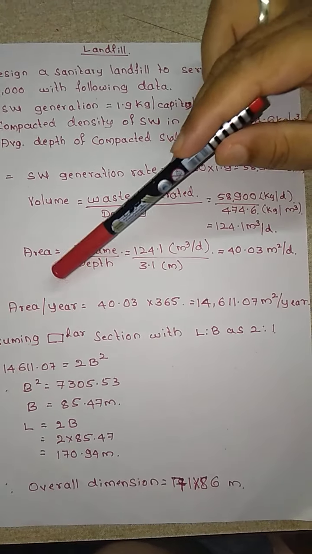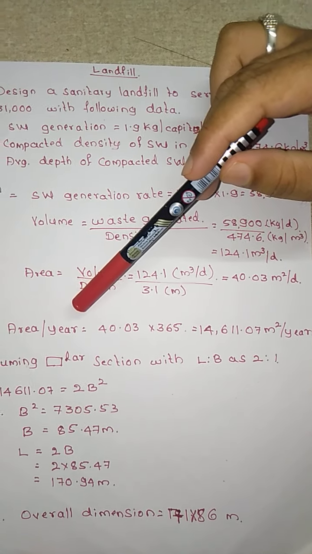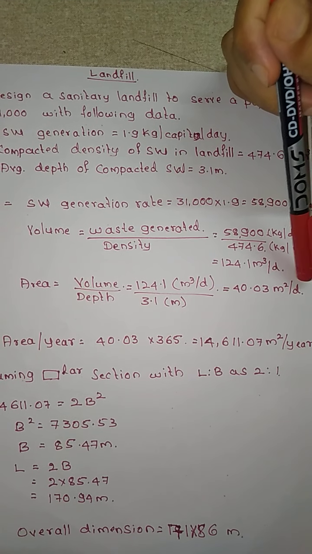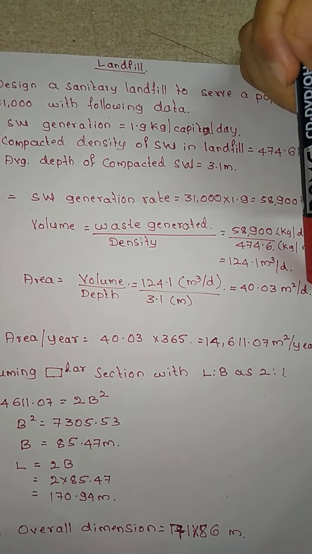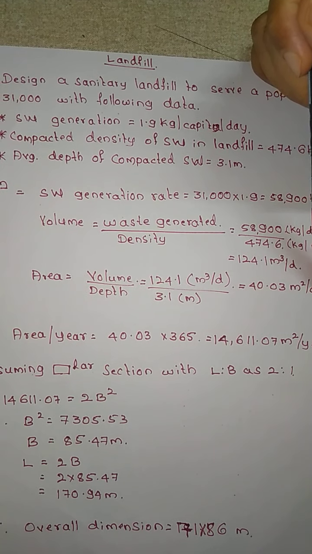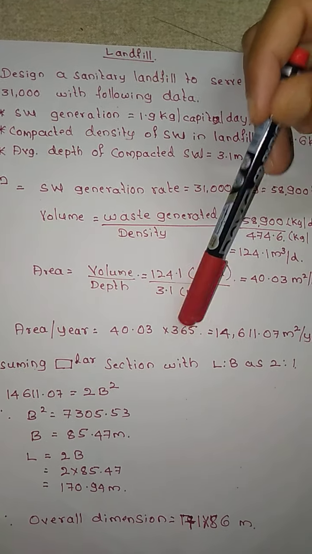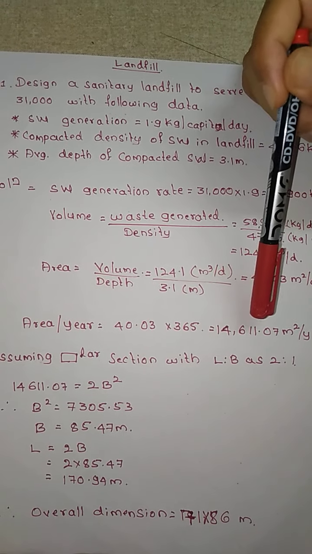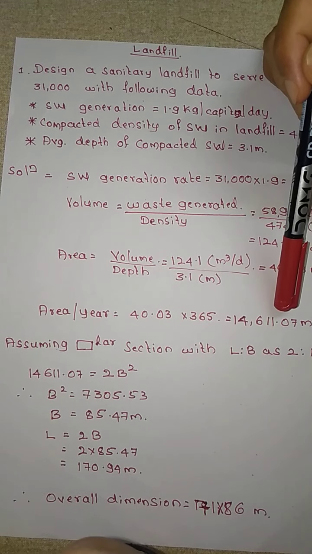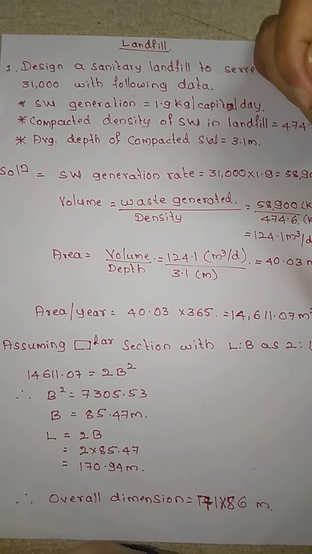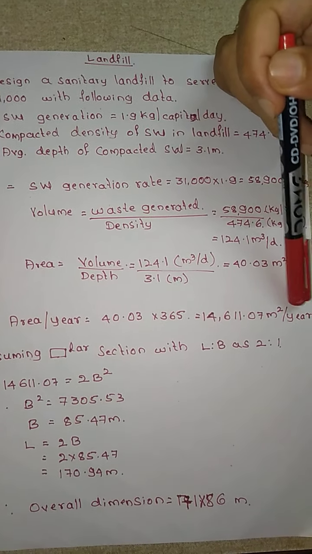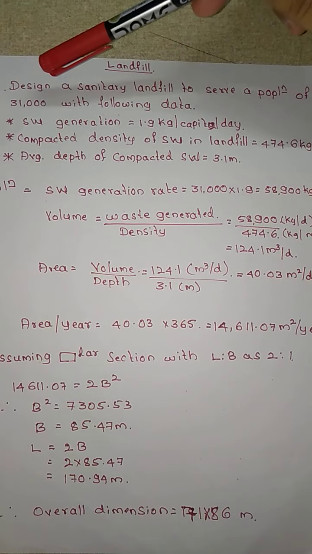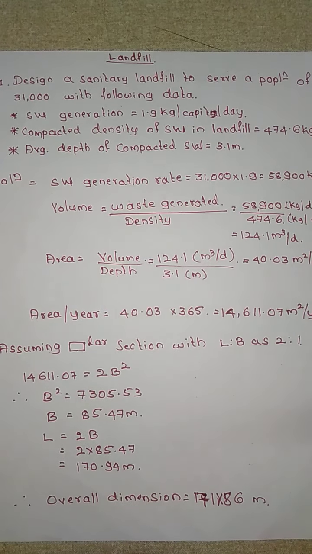Now how much area do we require per year? This is per day. One year has 365 days. So 40.03 multiplied by 365 is 14,611.07 meter square per year. This much area we require in order to dispose the waste generated by 31,000 people.